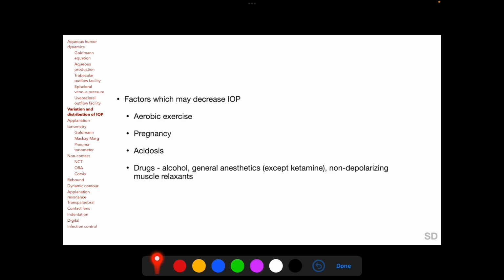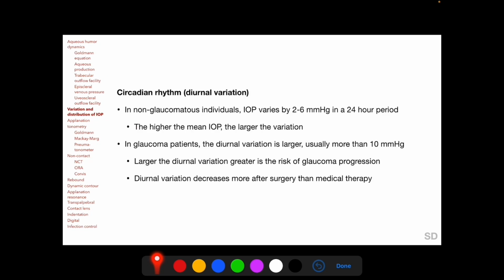And factors which may decrease intraocular pressure include aerobic exercises, pregnancy, acidosis, and drugs such as alcohol, general anesthetics except ketamine, and non-depolarizing muscle relaxants. There is a circadian rhythm called diurnal variation of intraocular pressure. In non-glaucomatous individuals, intraocular pressure varies by 2 to 6 millimeters of mercury in a 24-hour period, and this figure is important to remember.